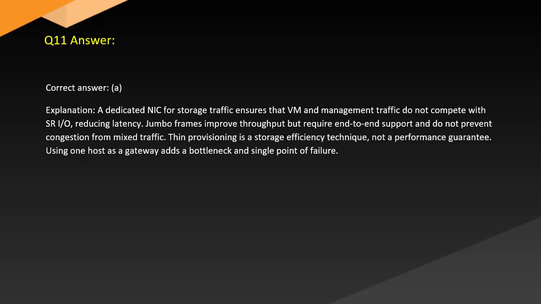Answer. Correct answer: A. Explanation. A dedicated NIC for storage traffic ensures that VM and management traffic do not compete with ENIA, reducing latency. Jumbo frames improve throughput but require end-to-end support and do not prevent congestion from mixed traffic. Thin provisioning is a storage efficiency technique, not a performance guarantee. Using one host as a gateway creates a bottleneck and single point of failure.